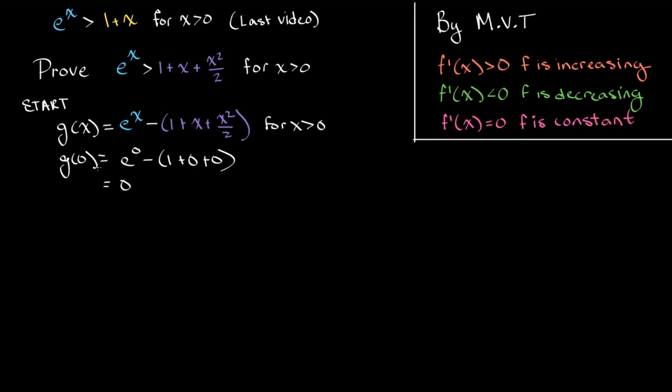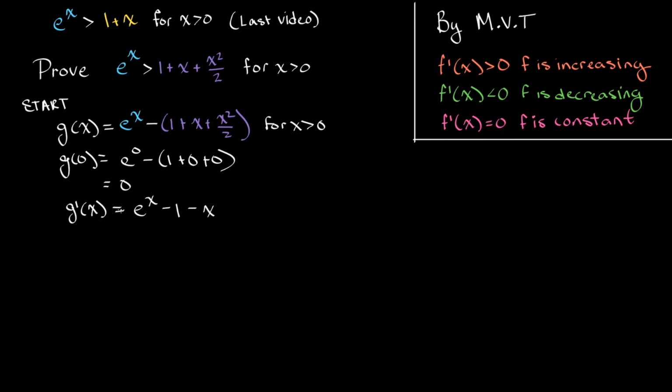And now what we're going to do is look at some derivative information, because if we can prove if the derivative is positive, negative, or equal to 0 for x values greater than 0, then we can make a comparison between g of x and g of 0. So let's take the derivative. G prime of x is equal to e to the x, and then minus derivative of 1 is 0, and then derivative of negative x is negative 1, and the derivative of negative x squared over 2 is going to be negative 2x over 2, which is just minus x.